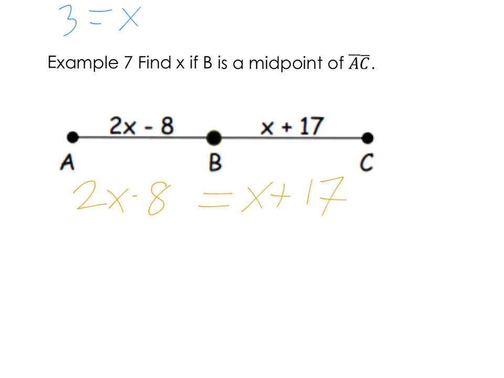Combine our like terms. I'm going to subtract x from both sides. x minus 8 is equal to 17. I'm going to add 8 to both sides. x is equal to 25. And that, folks, is the segment addition postulate and how it pertains to the midpoint.